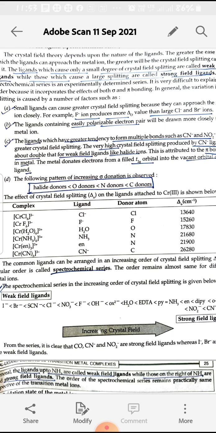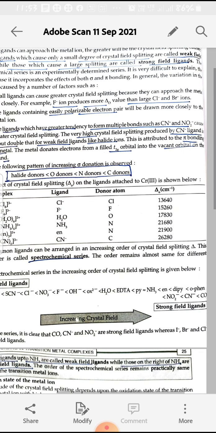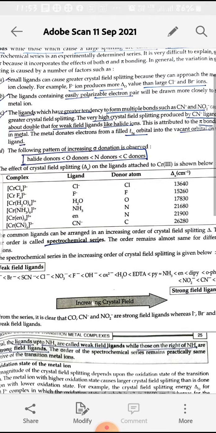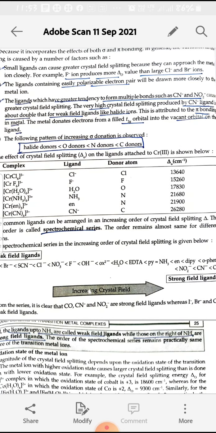Third point is ligands which have a greater tendency to form multiple bonds, such as CN negative and NO2 negative, which cause greater crystal field splitting. So CN negative is a strongest ligand that will cause more crystal field splitting as compared to halide ions, which are weak field ligands.